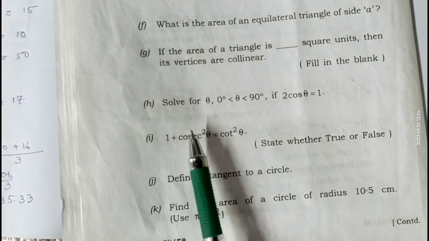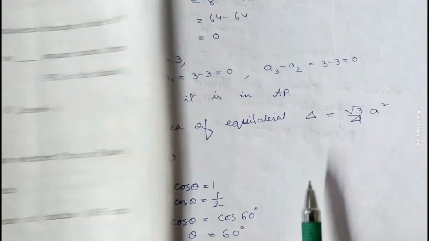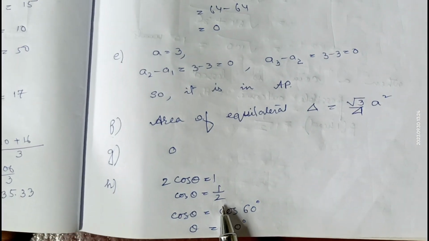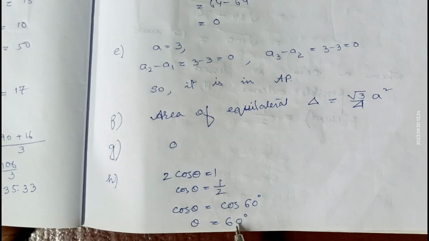In question number H, it is given solve for theta, and it is given that 2 cos theta equal to 1. If 2 cos theta is 1, cos theta will be half. We know cos of 60 is half, so cos theta is cos of 60. That means theta equals 60 degrees.